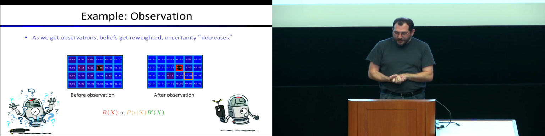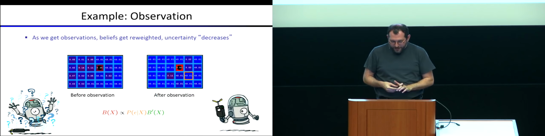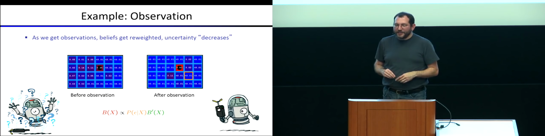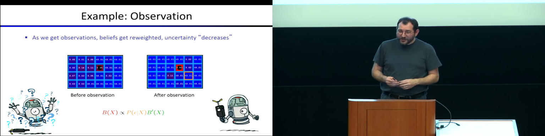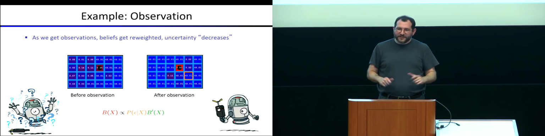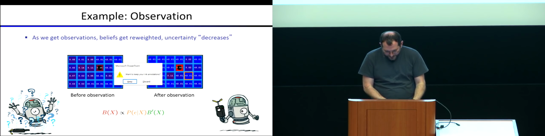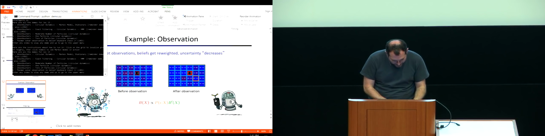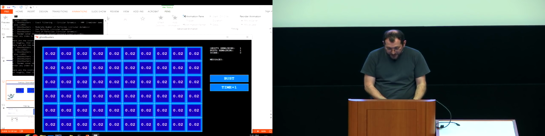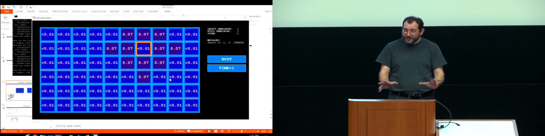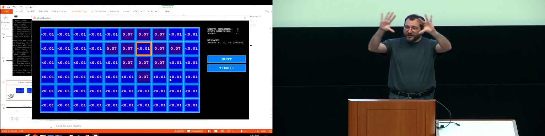So here's an example. I could pull out the app and do this in the app. You'll see these in your projects as well. As we get observations, what happens? Your beliefs get reweighted. And the caricature is, typically, you're a little confused, and then some evidence comes in, and you're a little bit less confused. So let me see if I can make this happen. Right now, I'm maximally confused. And if I get some evidence, I'm less confused. I still don't know where the ghost is, but my belief distribution is concentrated on this diamond now.